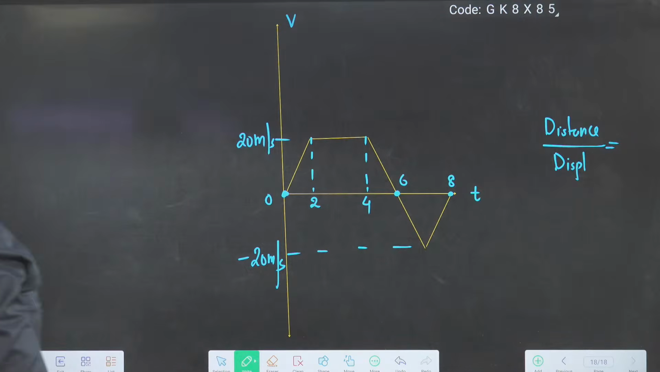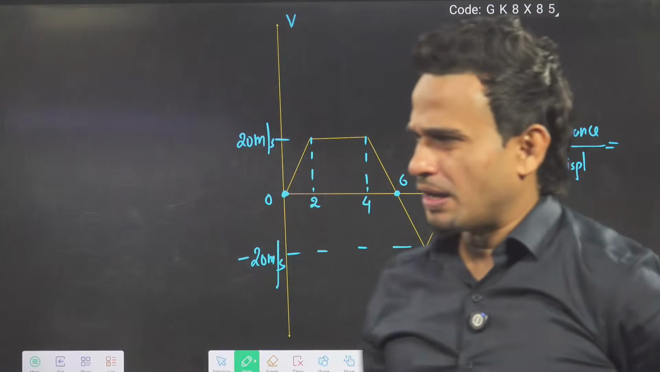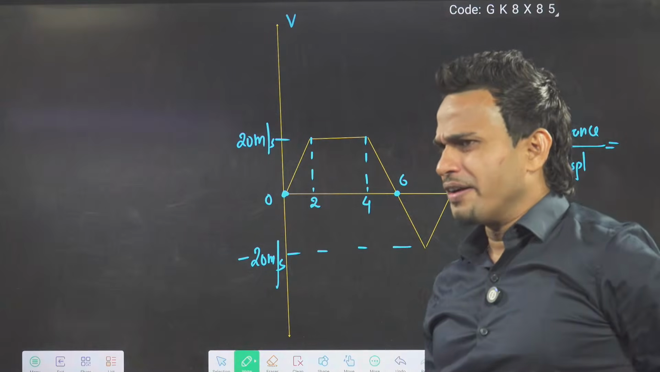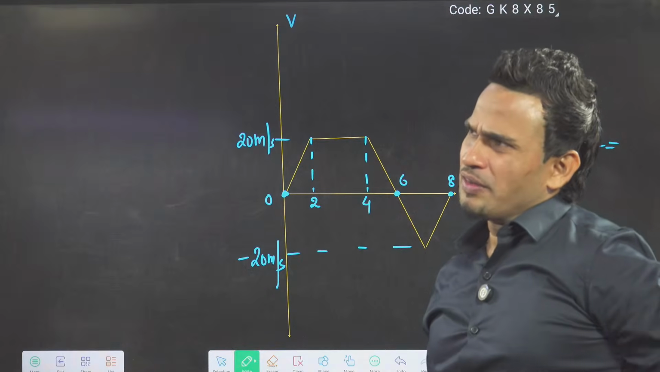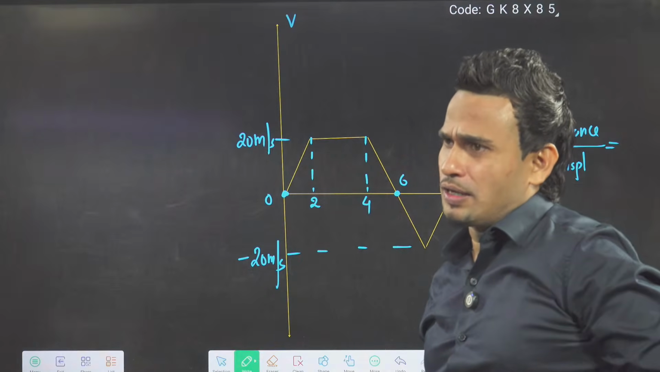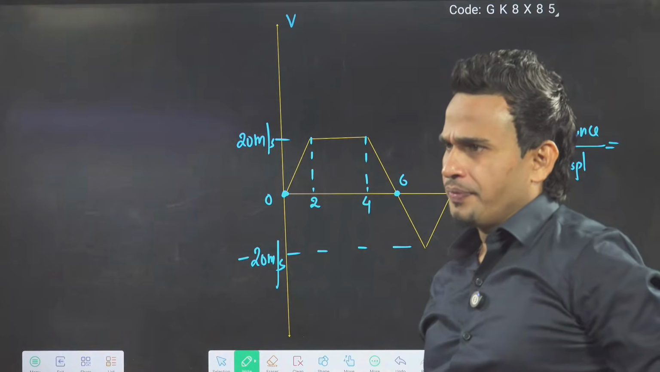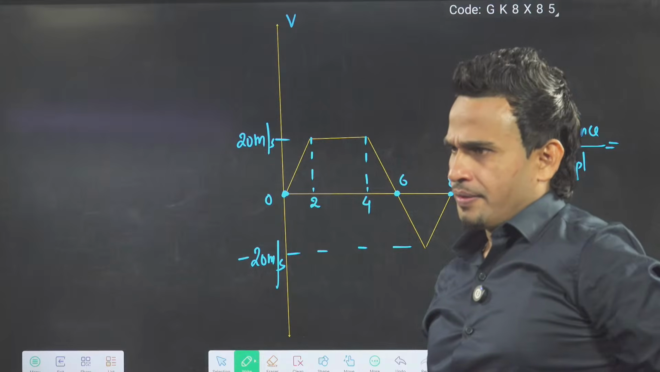Okay, distance by displacement was asked. Tanuj Kumar says 5 by 3, Pranita is saying 3:2. I think 5 by 3 will come. Distance will come 100, and displacement will come 80 plus of minus 20, that is 60. So 5 by 3.